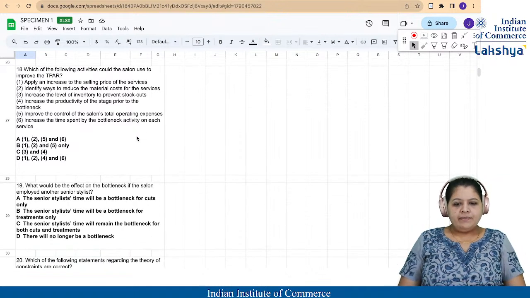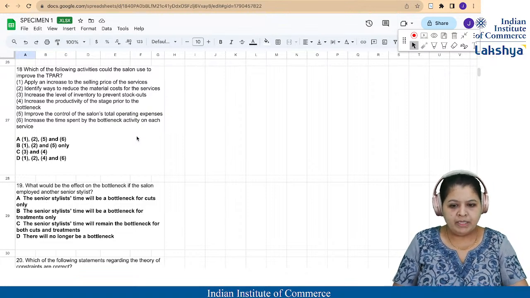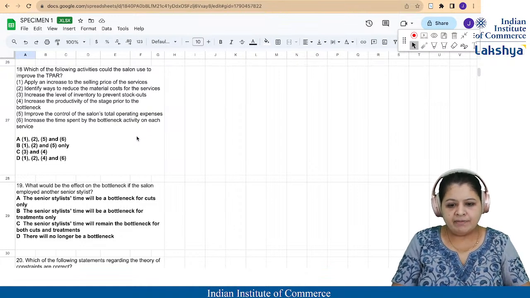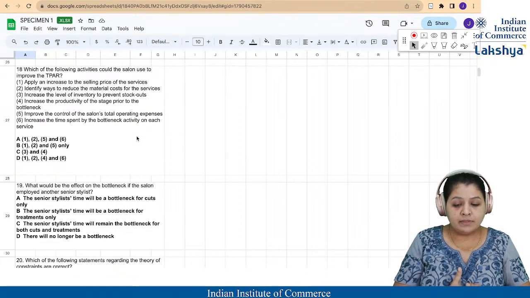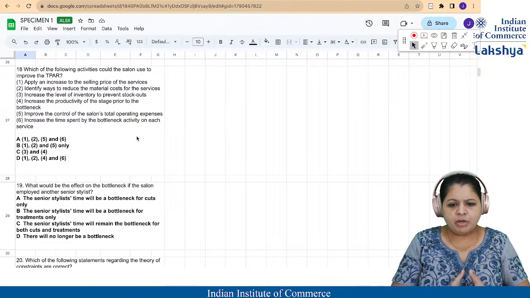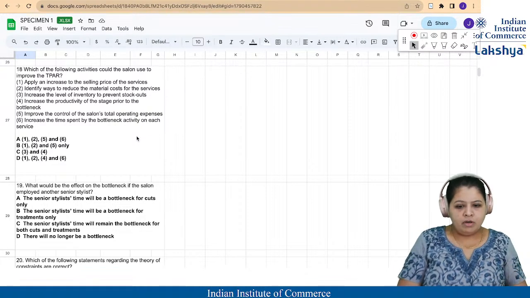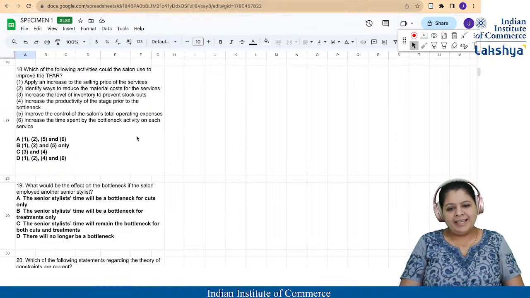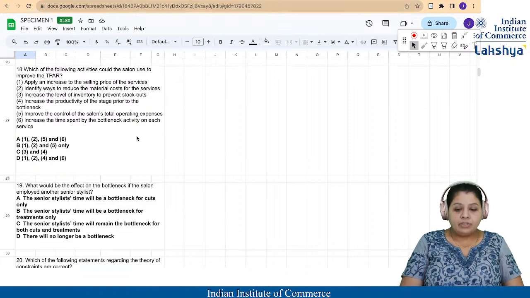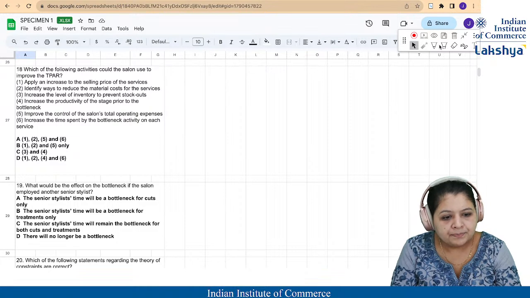Which of the following activities could the salon use to improve the TPAR? Apply an increase to the selling price of the services, identify ways to reduce the material cost of the service, increase the level of inventory to prevent stockouts, increase the productivity of the stage prior to the bottleneck, improve the control of the salon's operating expense, increase the time spent by the bottleneck activity on each service, right? So we need to figure out which is the right answer.